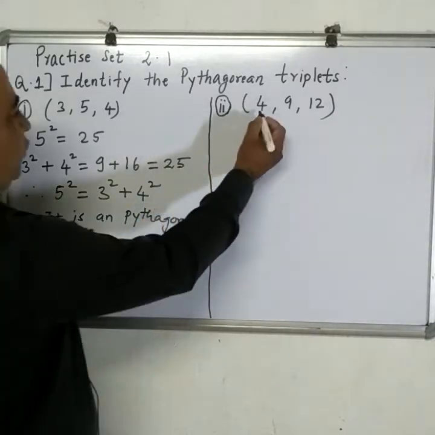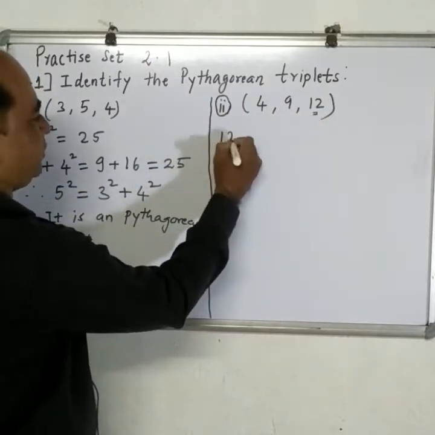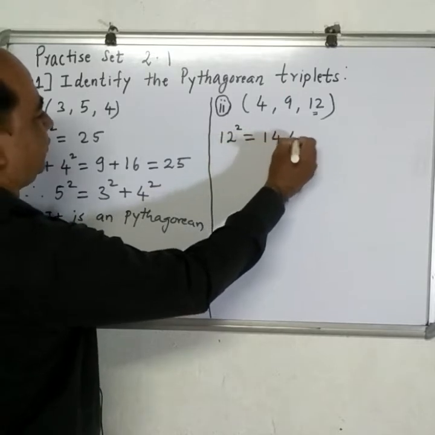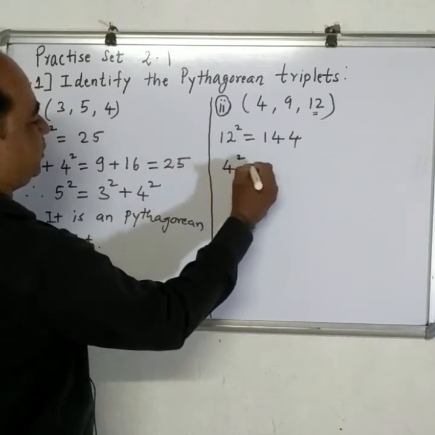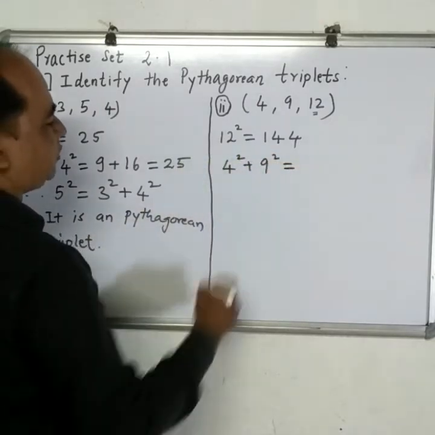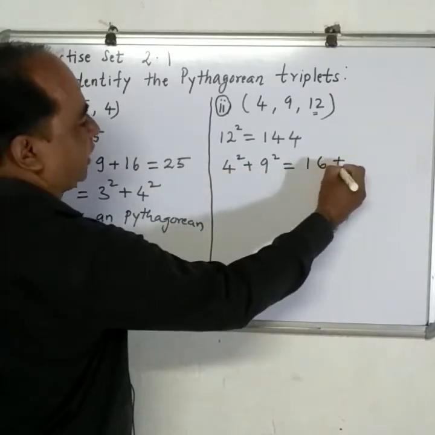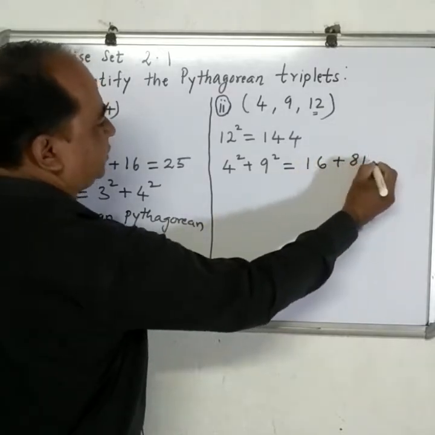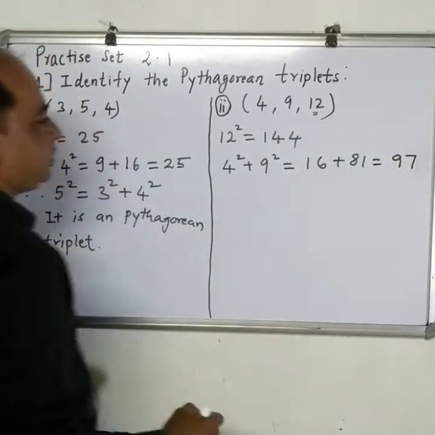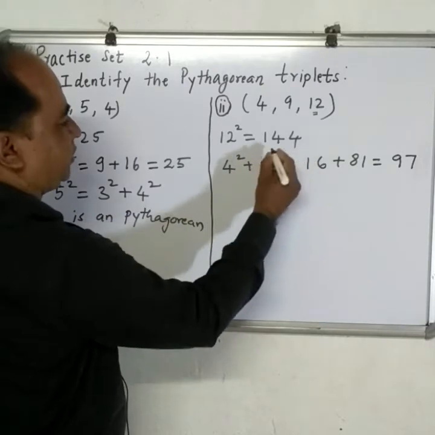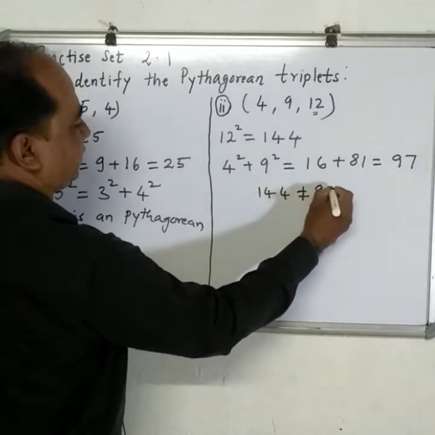Second triplet is given as 4, 9, 12. Now the greatest side is 12. So the square of 12 is 144. Now the sum of the squares of the other two sides, that is 4 square plus 9 square, which is equal to 4 square is 16, 9 square is 81, which is equal to 97. Now here 97 is not equal to 144.